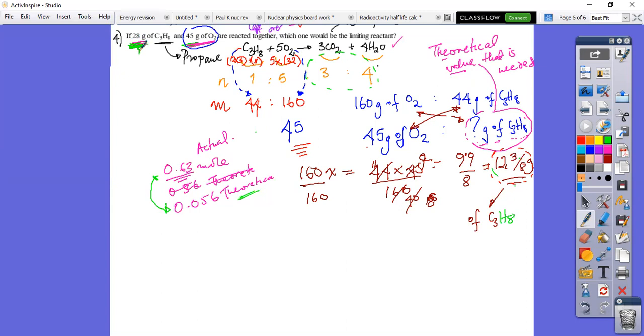So it's propane in excess, and the question is asking for the limiting. So you'd have to answer it in terms of the limiting. So what would the limiting be? Oxygen. Very good. Now, can you tell me what mass of propane will be left at the end of the reaction?